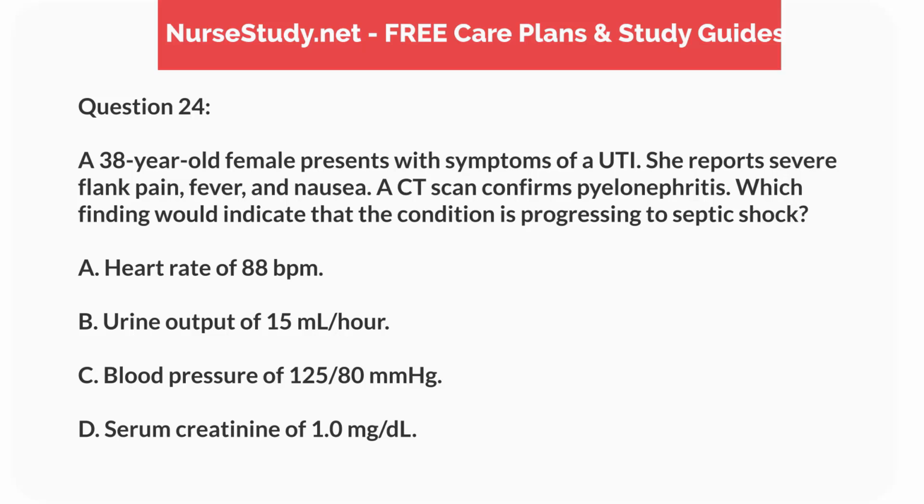She reports severe flank pain, fever, and nausea. A CT scan confirms pyelonephritis. Which finding would indicate that the condition is progressing to septic shock? A. Heart rate of 88 beats per minute. B. Urine output of 15 milliliters per hour. C. Blood pressure of 125/80 millimeters of mercury. D. Serum creatinine of 1 milligram per deciliter.